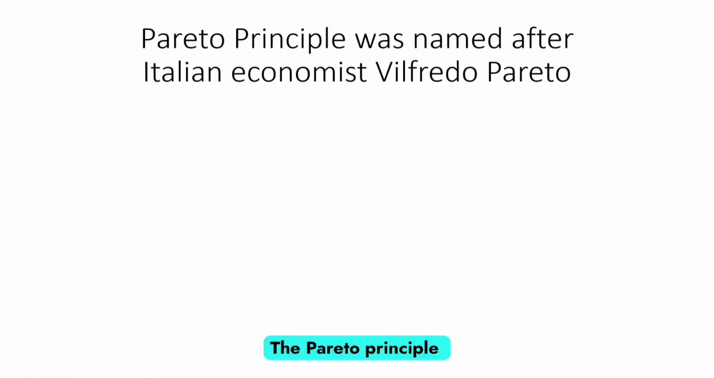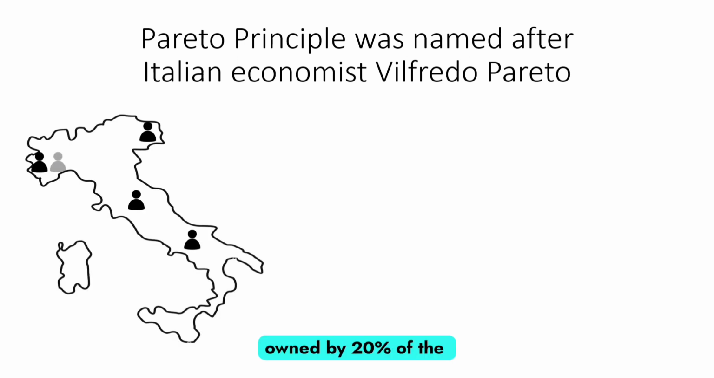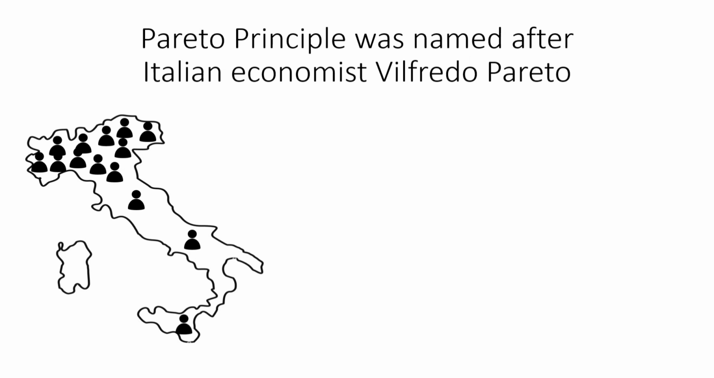The Pareto principle was named after Italian economist Vilfredo Pareto, who observed that in Italy, 80% of the land was owned by 20% of the population, while the remaining majority population owned very little. It has since been widely applied in various fields, from business to economics, to highlight the imbalance between cause and effects.